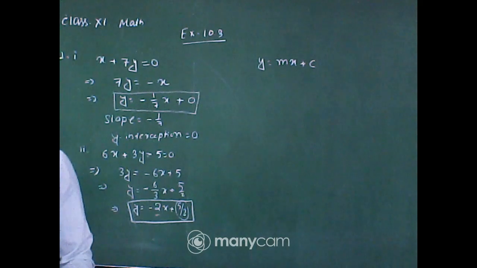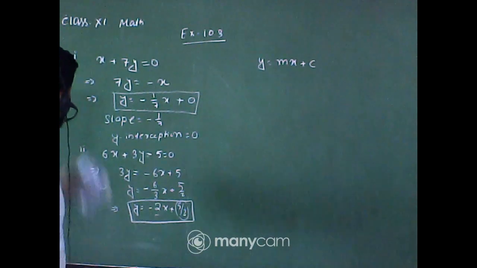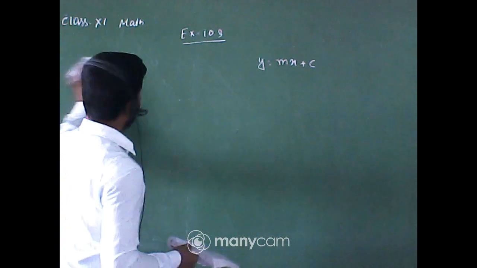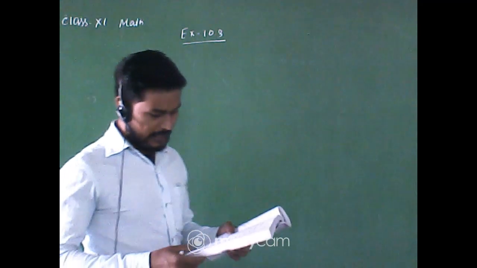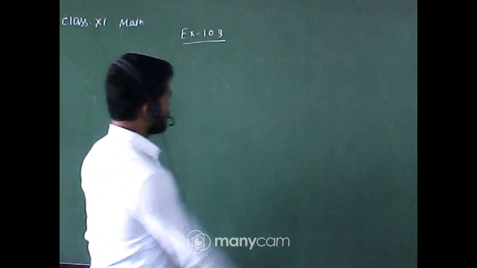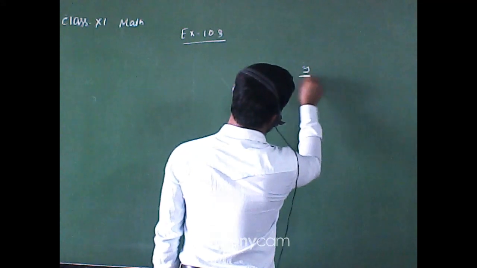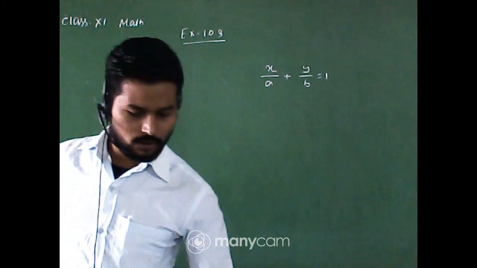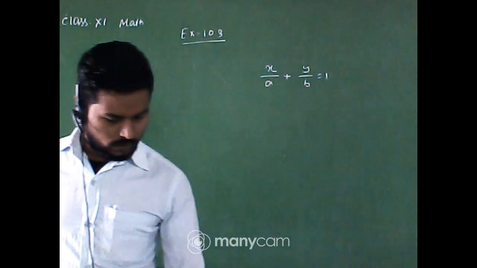Question number 2. Reduce the following equations into intercept form and find their intercepts on the axes. Okay, so from here we'll solve one or two questions. But before solving the questions, let me discuss once again what the intercept form of a straight line is. If we can put an equation in the form of x by a plus y by b is equal to 1, this form of equation of a straight line is called intercept form. So we have to put each of the questions in that form.